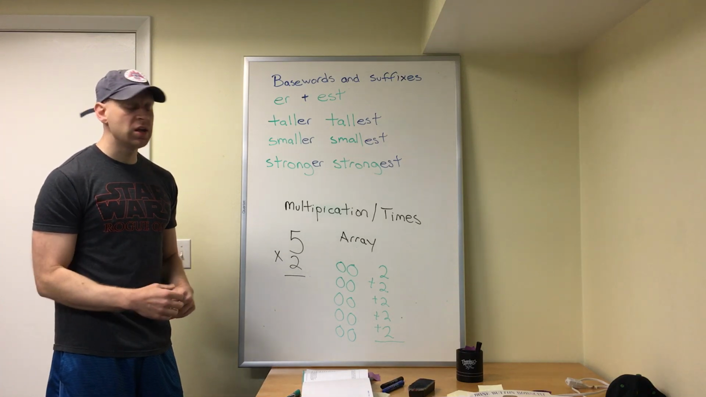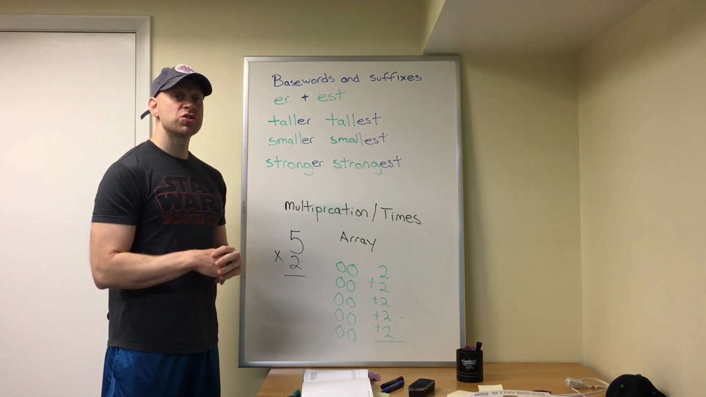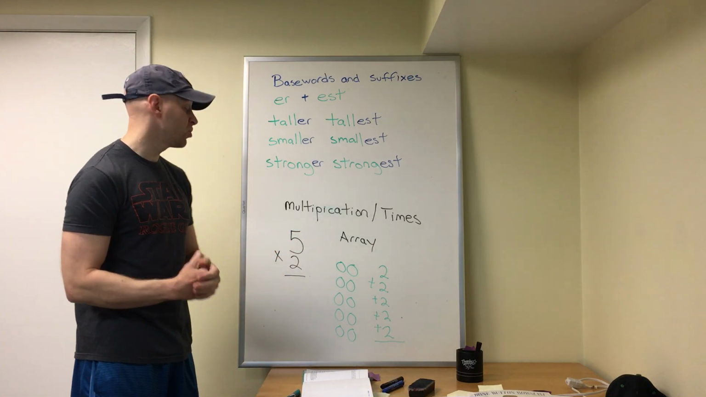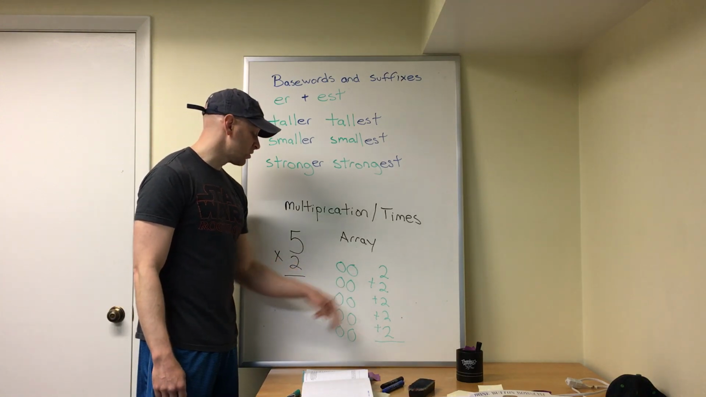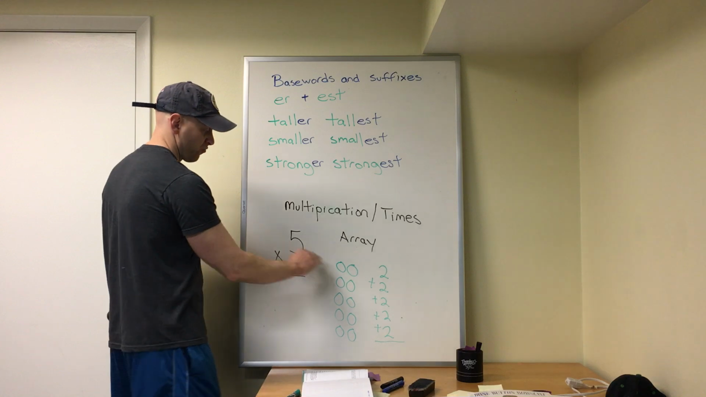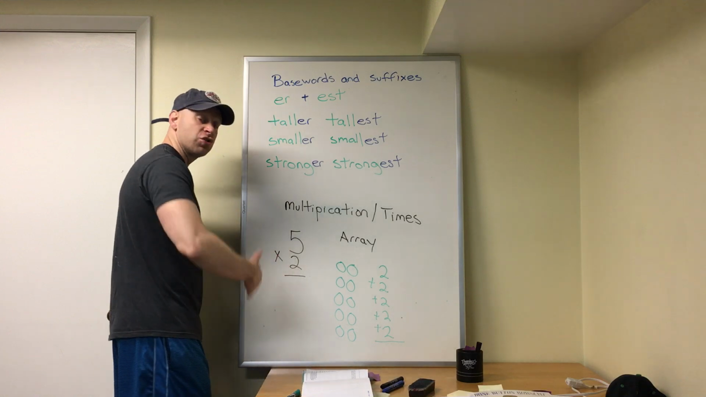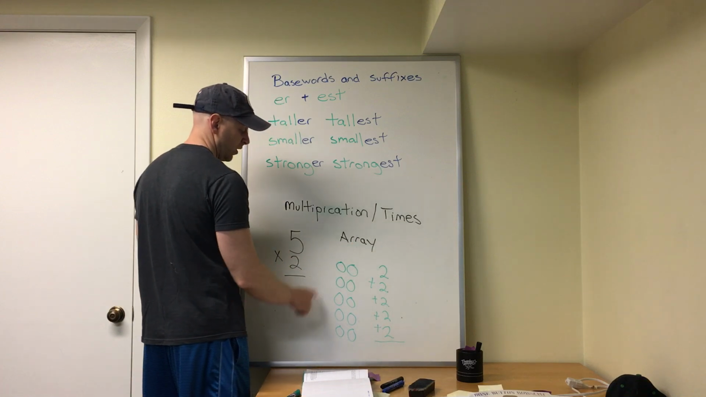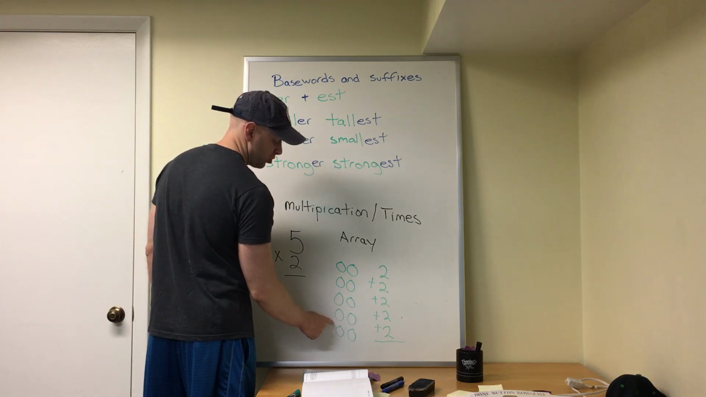Now we know an array is a picture made up of shapes or tallies or circles that help us to solve a lot of different problems, but in this case we're going to use it specifically for multiplication. So here, that 5, we would use the 5 as the rows, so how many we have going across. So we have 5 rows going across, 1, 2, 3, 4, 5. And our 2 is our columns, how many we have going up and down. So 1 column, 2 columns. So we have 5 rows with 2 in each. So we have 2, 2, 2, 2, 2.